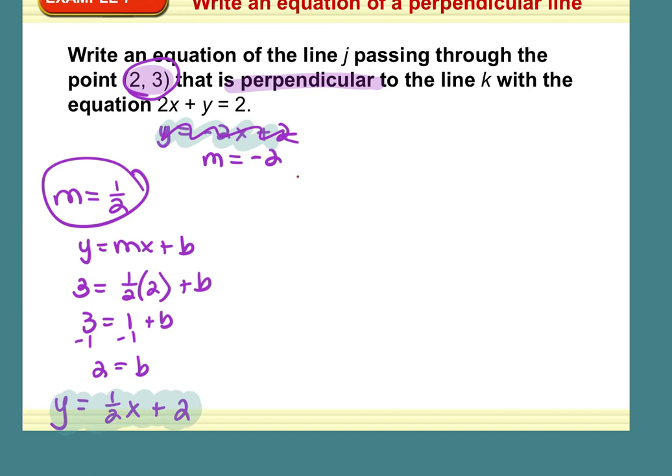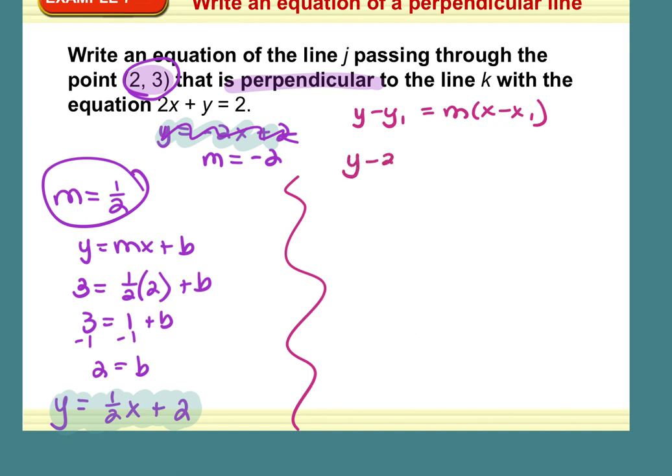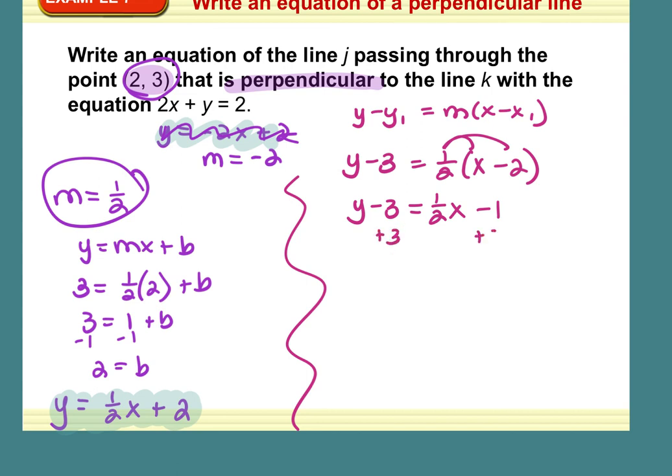Oh yeah. I'm going to repeat it with point slope just so you see it again. y minus y1 equals m times x minus x1. So y minus 3 equals 1/2 times x minus 2. y minus 3 equals, distribute here, 1/2 x, distribute here, minus 1, add the 3. Same answer. So again, completely up to you what you choose. You can use both to check your answers if you want to.